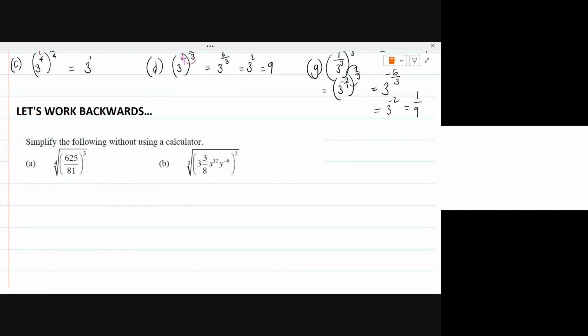I know it says here, simplify without using a calculator. But I'm going to ask you guys to pick up your calculators. I'm realizing now that 625 is a really big number. Well, technically, it's just 5 to the power of 4, but that's beside the point.